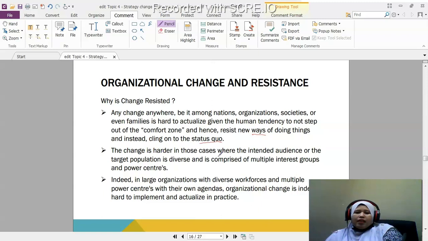The change is harder in those cases where the intended audience or the target population is diverse and comprised of multiple interest groups and power centers. Indeed, in large organizations, if the company is a big company, it will increase the resistance to change. So if the people or employees inside the organization include all kinds of people, for example, that is also a factor that increases the resistance to change.